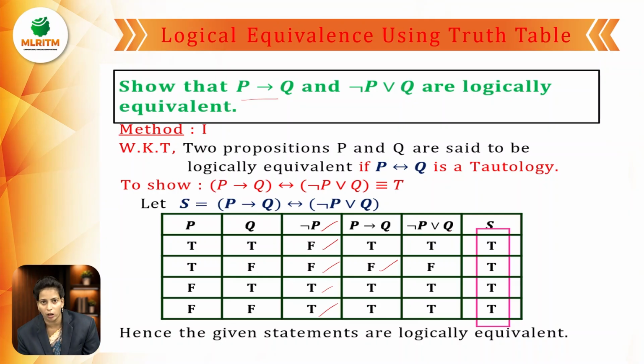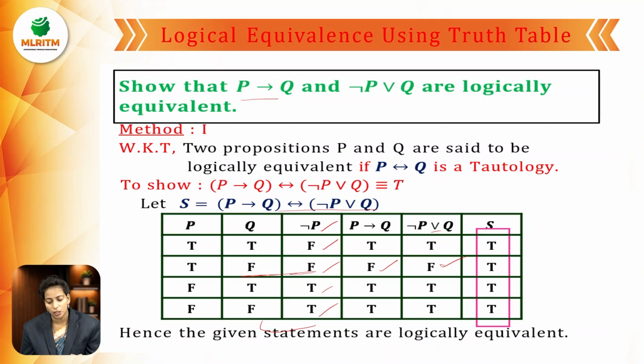Next, negation P or Q applies the disjunction operator between negation P and Q. What is the symbol? The OR symbol. If both are false, the result is false. Otherwise, in all cases, it is true. So this is the given question.